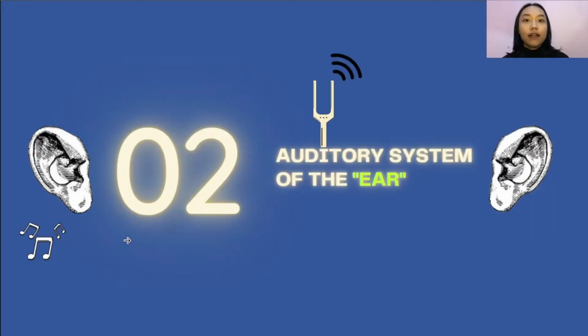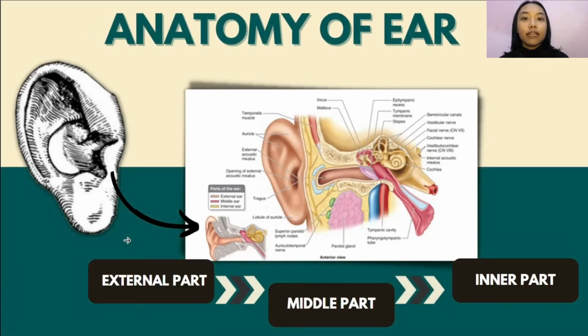Hi everyone, my name is Khadra Kamila, with the last 3 digits 009. I would like to explain about the anatomy of the ear. Ears are one of the special senses that humans have, and the ear is the organ that is responsible for hearing and balance. The human ear is divided into 3 parts: the external part, the middle part, and the internal part.